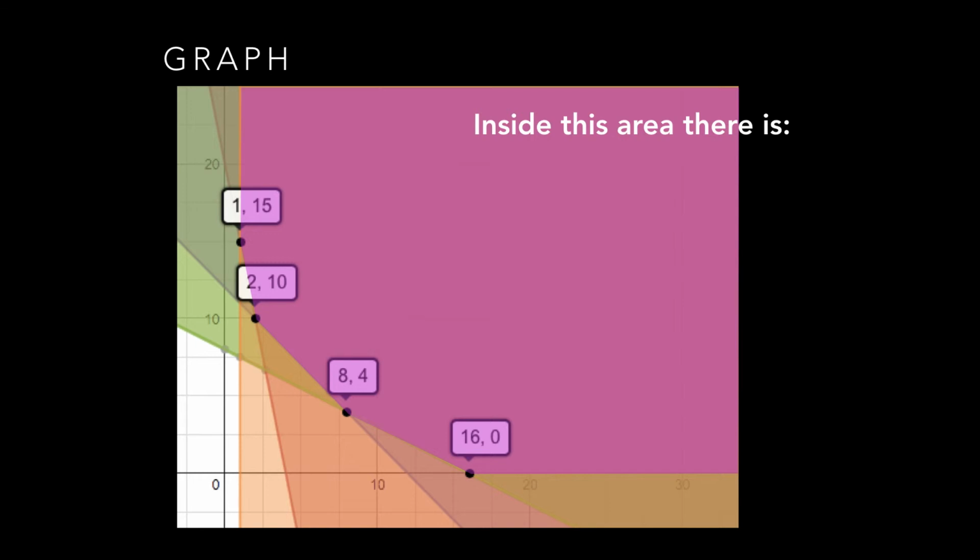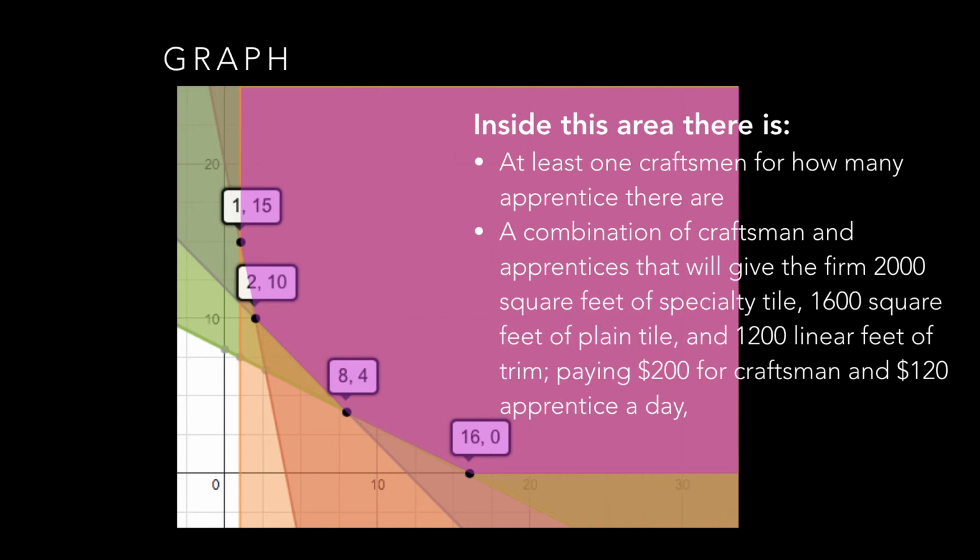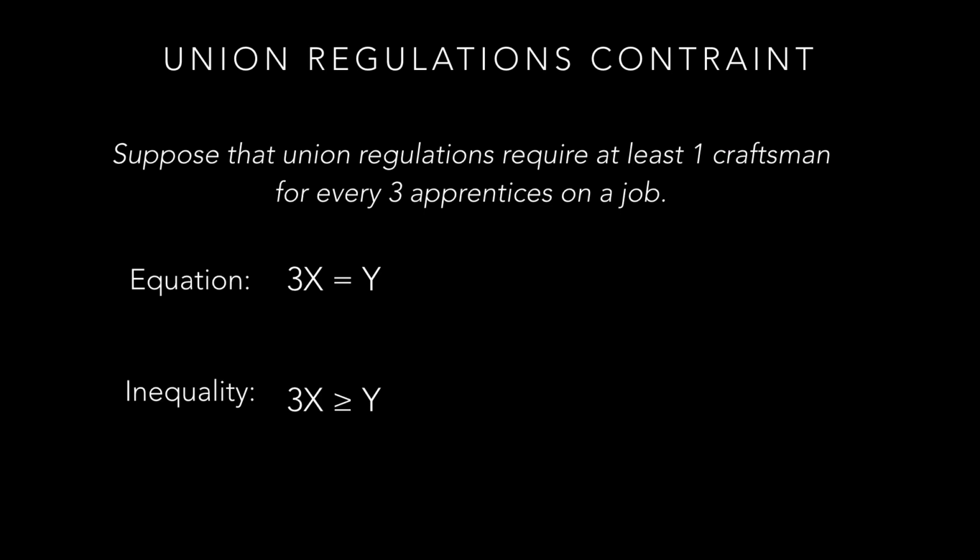Inside this area there is at least one craftsman for how many apprentices there are. A combination of craftsmen and apprentices that will give the firm 2,000 square feet of specialty tile, 1,600 square feet of plain tile, and 1,200 linear feet of trim, paying $200 for craftsmen and $120 for apprentices for a day.